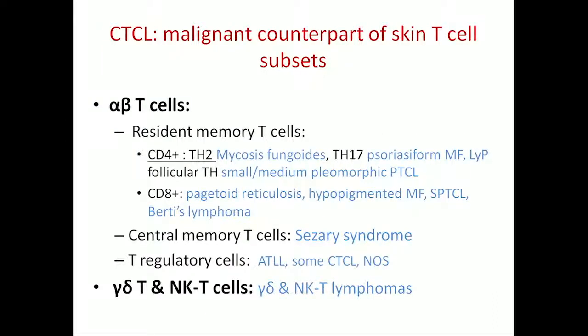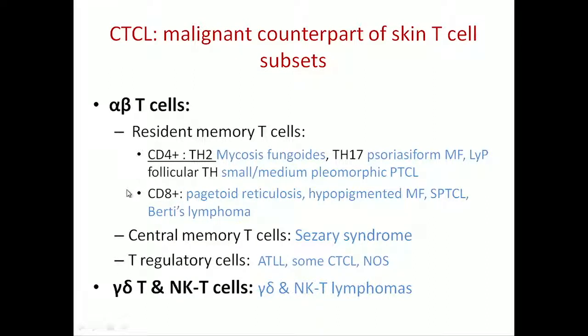So now we know that we have pretty much a malignant counterpart for every one of those T-cell subsets, and we'll talk about some of them. Mycosis fungoides is the prototype of cutaneous T-cell lymphoma, for the most part CD4 positive with a Th2 cytokine profile. We know that the plasticity of those cells can change in different directions. You can have a more psoriasiform variant, or lymphomatoid papulosis, which has a more Th17 cytokine profile. Follicular T helper cells play a role, as we will discuss.